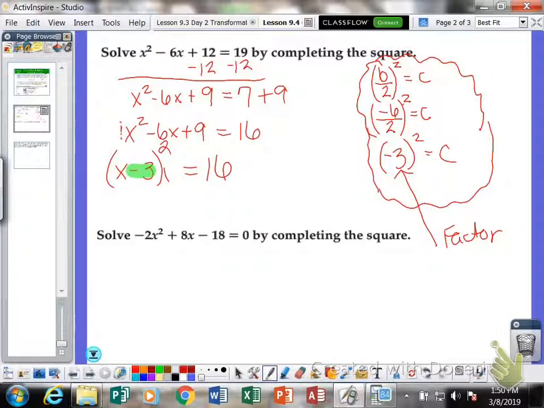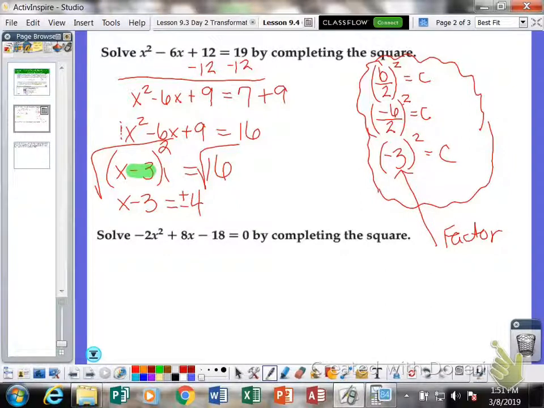How do we undo a square? We square root it. So when we square root this, we get x minus 3 is equal to, what's the square root of 16? Well, it's 4. Yes and no, because 4 times 4 is 16, but isn't negative 4 times negative 4 also equal to 16? Yes. We have to make sure that we show both the positive and negative roots of 16, because we can still get a positive.